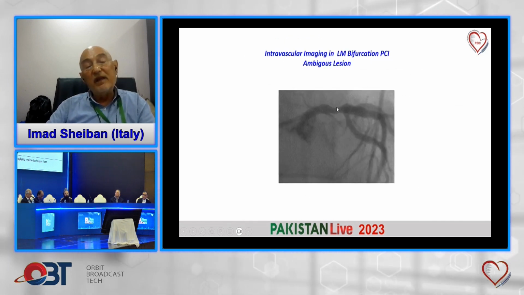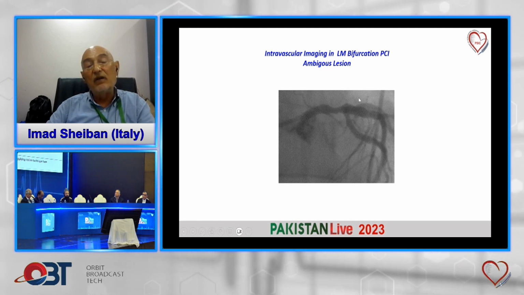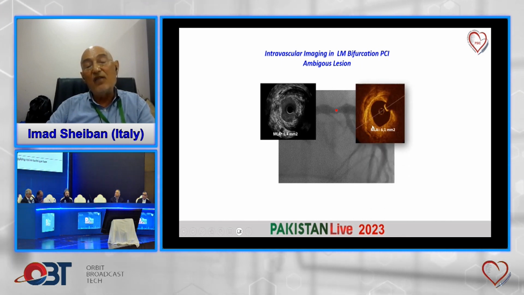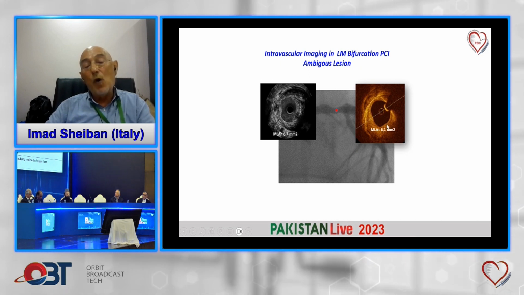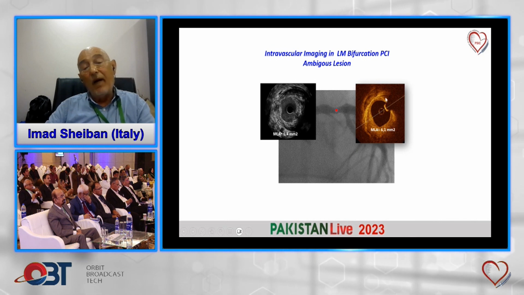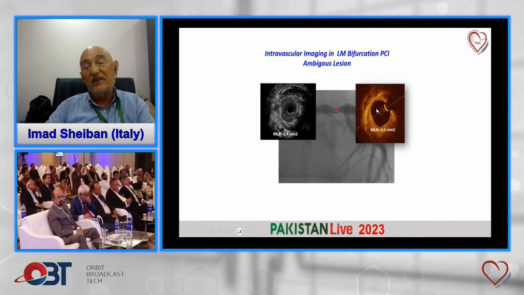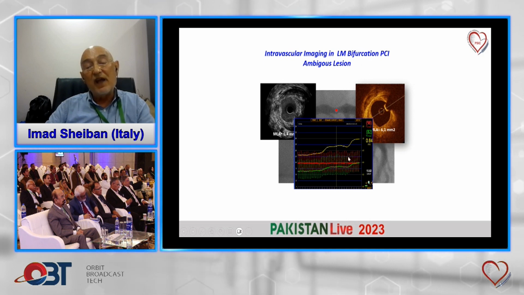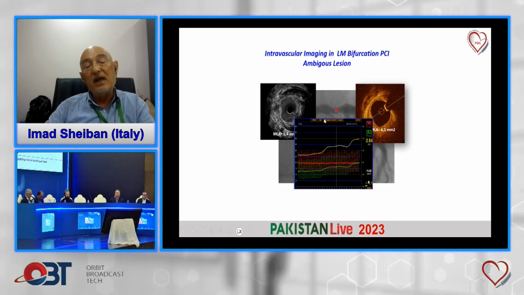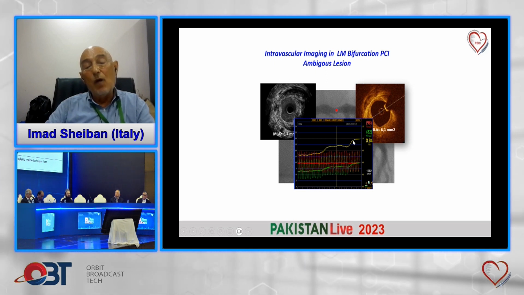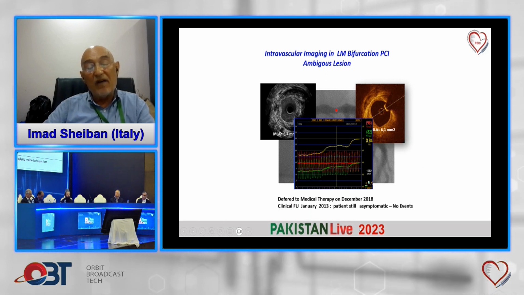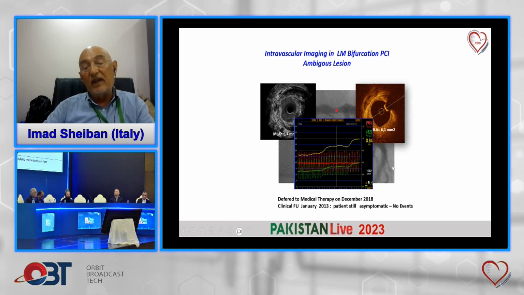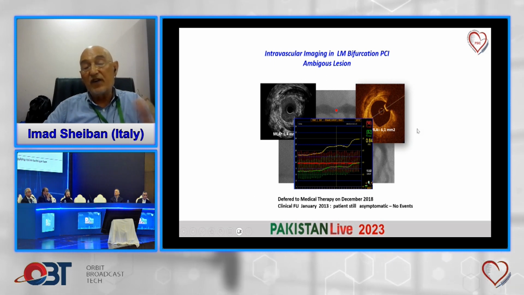And in some cases like this, with an ambiguous lesion on the left main, or at the bifurcation, you can see that both IVUS and OCT can give you the exact area, the exact degree of this stenosis, and you can decide accordingly, or you can combine the physiology. And you can see that in this particular case, these areas were associated with a negative FFR, and this patient was studied in December 2018 until January this year. He's still asymptomatic without any invasive treatment.